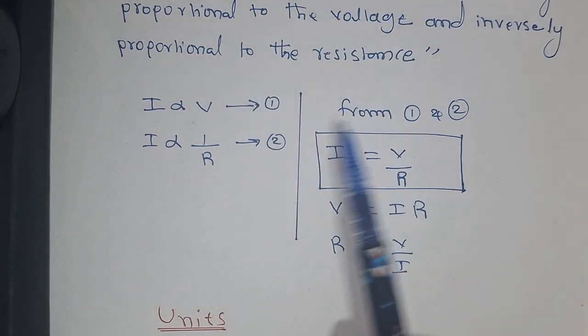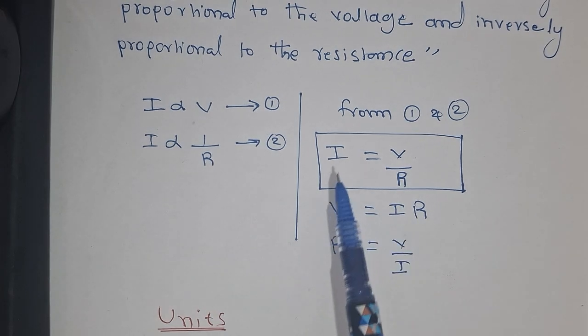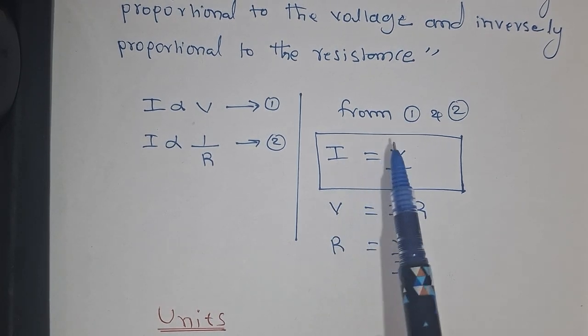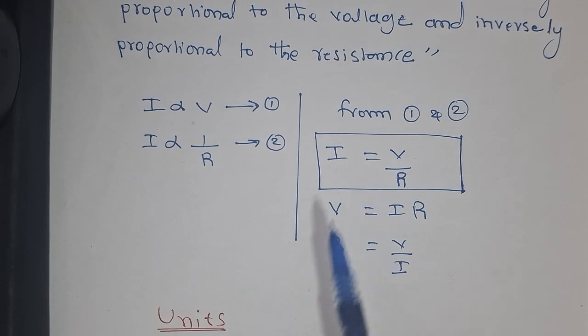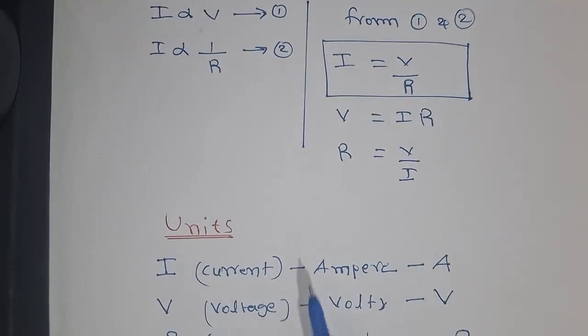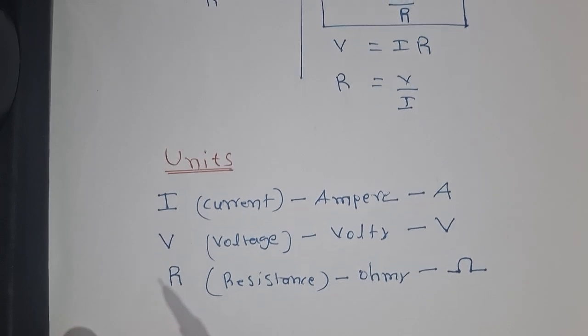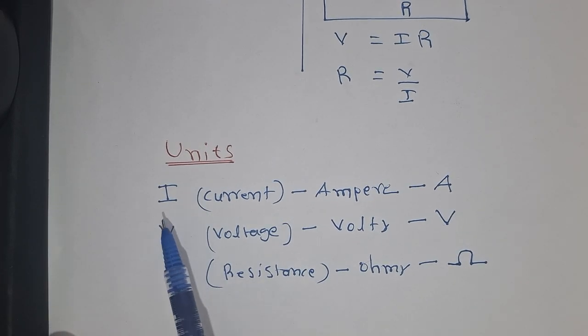So the entire statement is represented as I is equal to V by R. This is the basic formula. Okay. And next, the units of these three parameters.